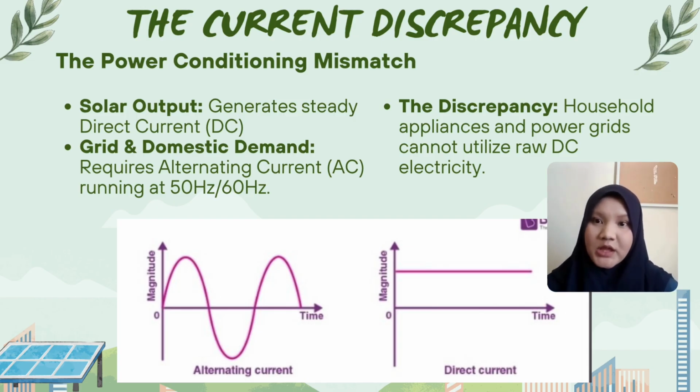Here, we face a technical challenge known as the current discrepancy. While our solar panels inherently generate steady direct current, our homes and the national grid strictly operate on alternating current, or AC. Because raw DC cannot power standard appliances, electrical conditioning is mandatory to bridge this gap.